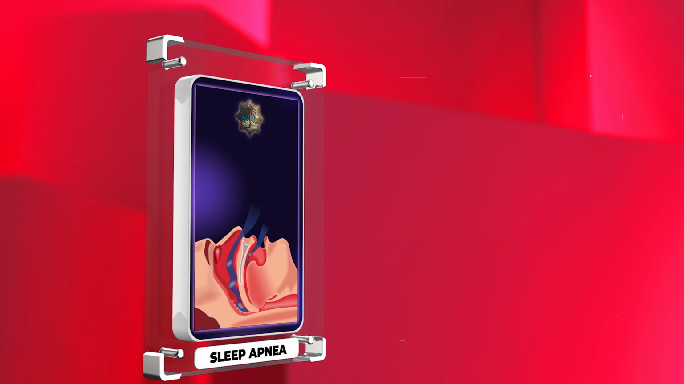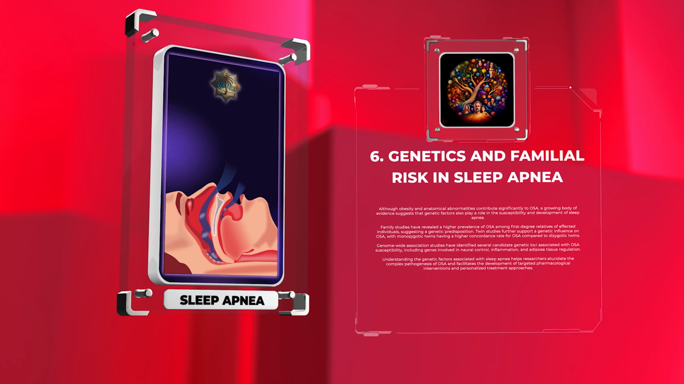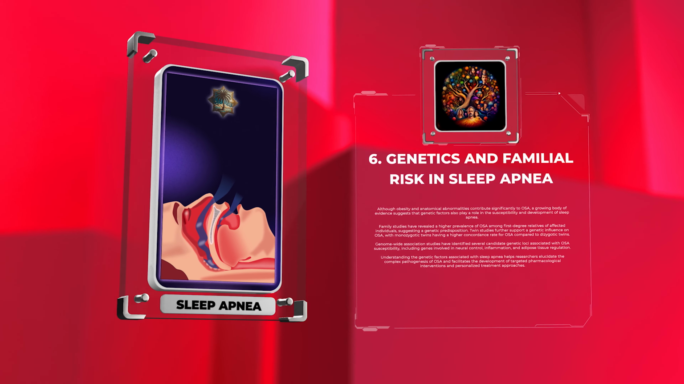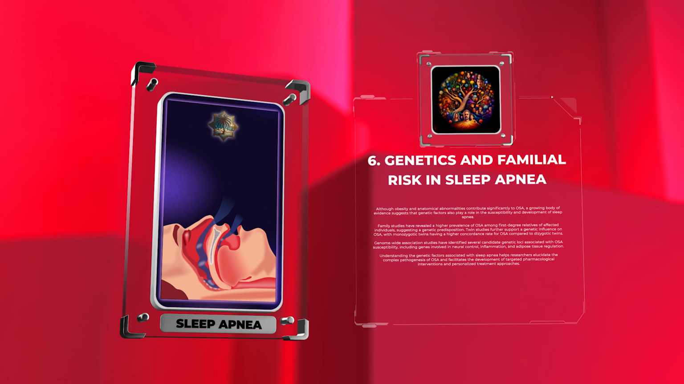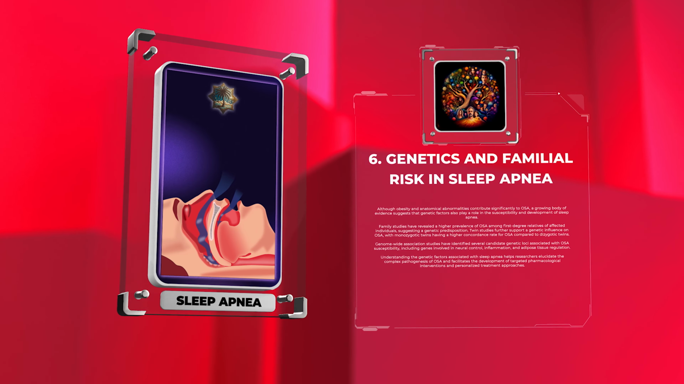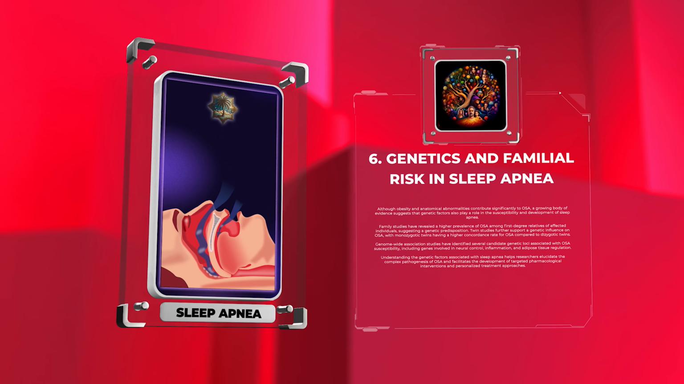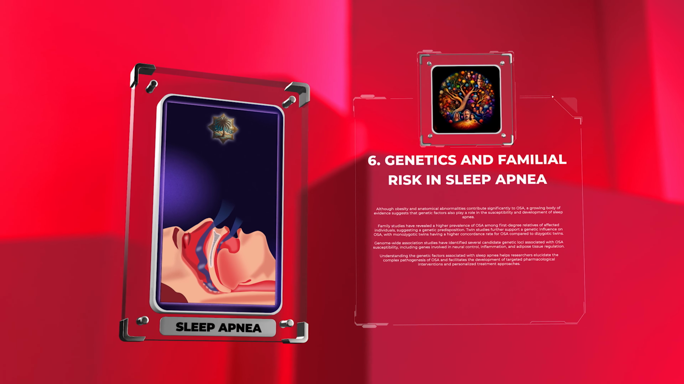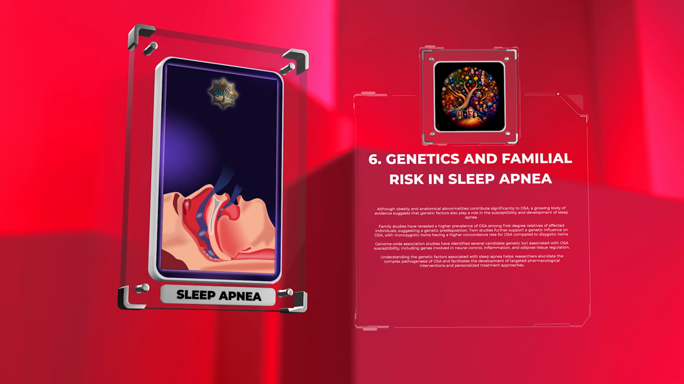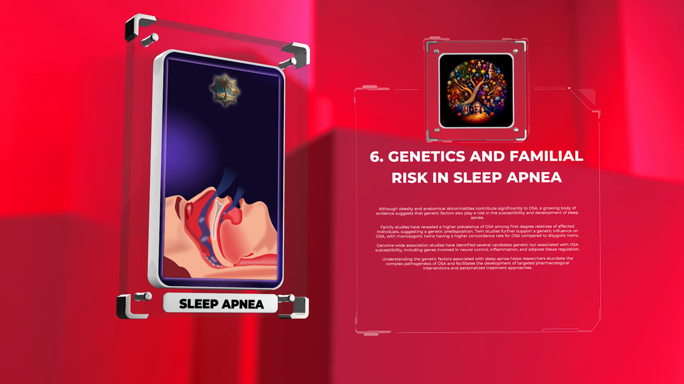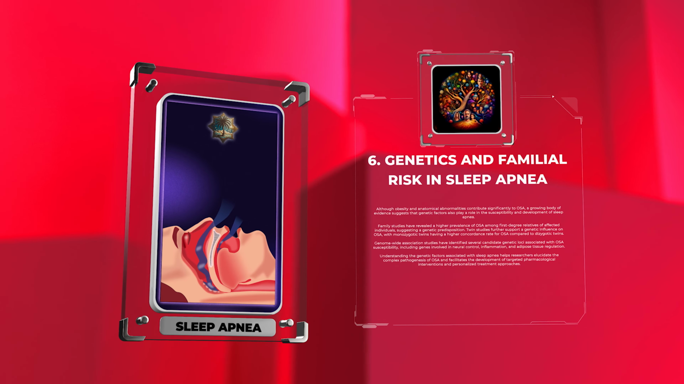Although obesity and anatomical abnormalities contribute significantly to OSA, a growing body of evidence suggests that genetic factors also play a role in the susceptibility and development of sleep apnea. Family studies have revealed a higher prevalence of OSA among first-degree relatives of affected individuals, suggesting a genetic predisposition. Twin studies further support a genetic influence on OSA, with monozygotic twins having a higher concordance rate for OSA compared to dizygotic twins. Genome-wide association studies have identified several candidate genetic loci associated with OSA susceptibility, including genes involved in neural control, inflammation, and adipose tissue regulation.